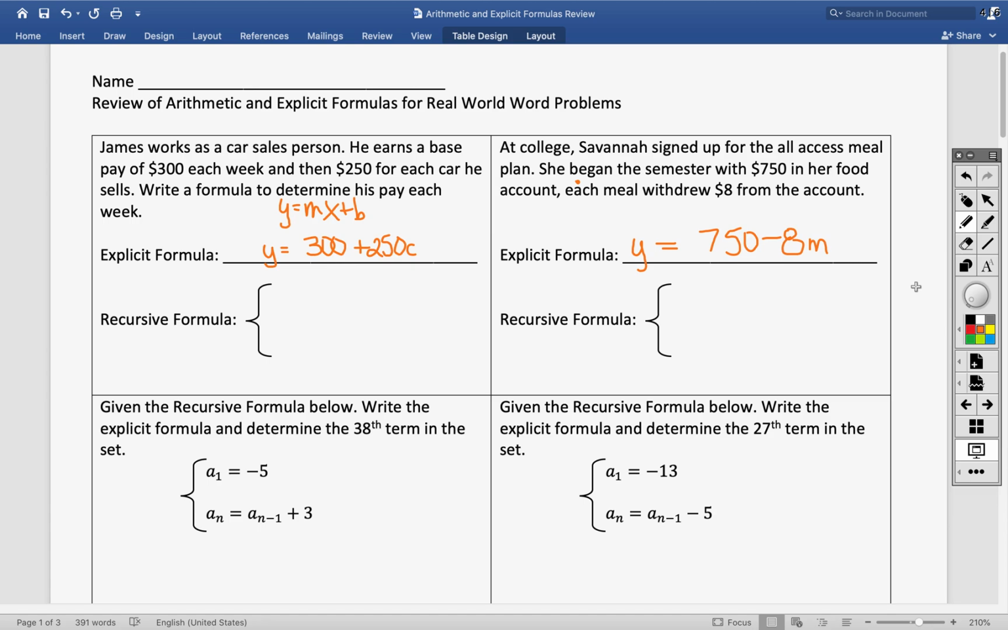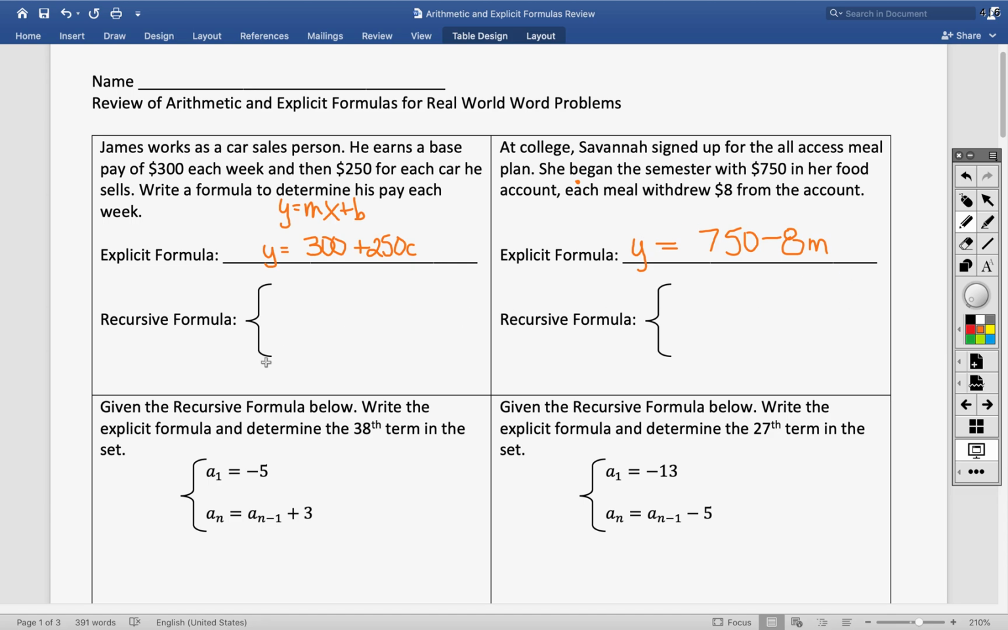So on the back side, if you want to pause this now and figure out how to do that, do so. Pause this video now, do the back side, just the explicit formula, and then you can unpause it to figure out how to do the next step.